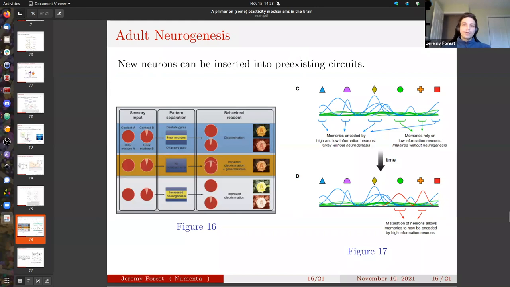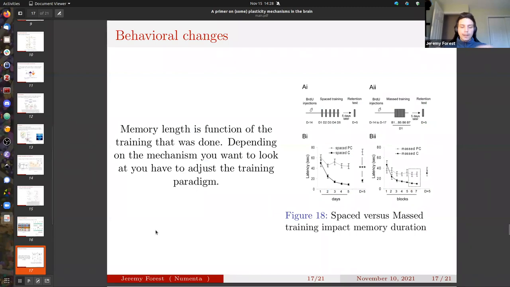Okay. So let's take a step out again and talk a bit more about behavior and context and a different type of behavior. This example illustrates that if you do a training which is called spaced, where you have an event occurring on different days, versus a training that's called massed, which is basically the same type of training but with all five occurring on the same day, you are going to have a different type of memory encoded, in the sense that the memory length is going to be different.